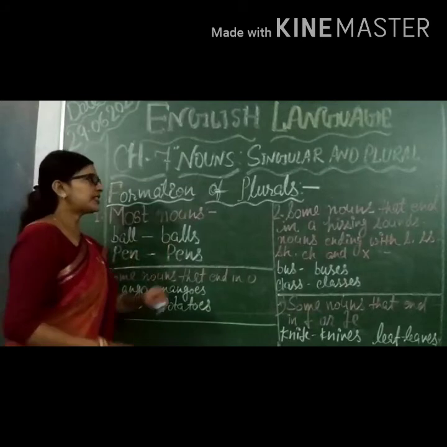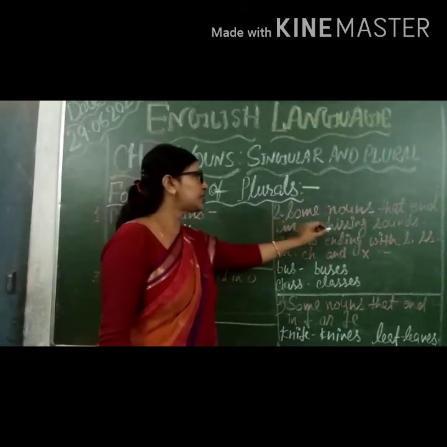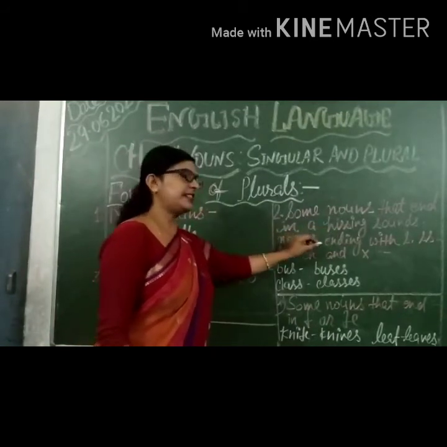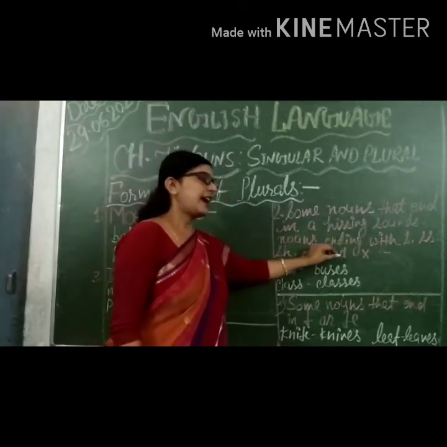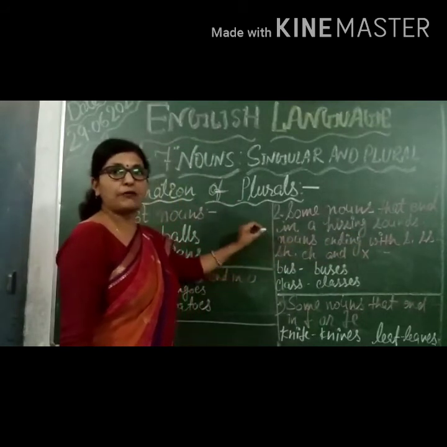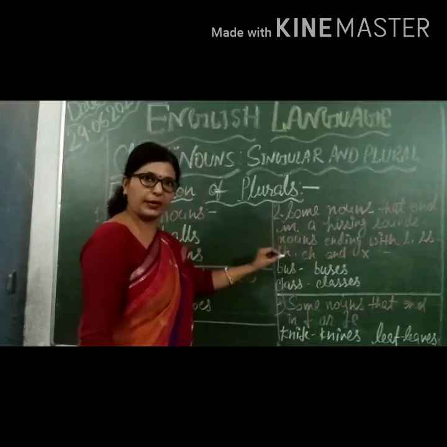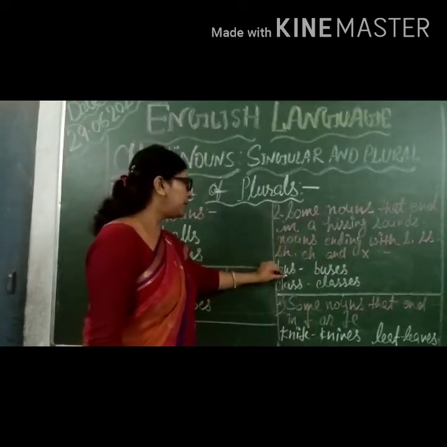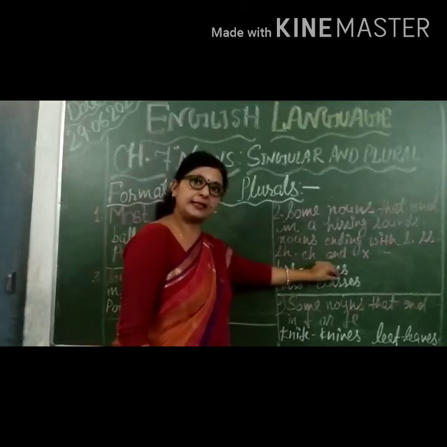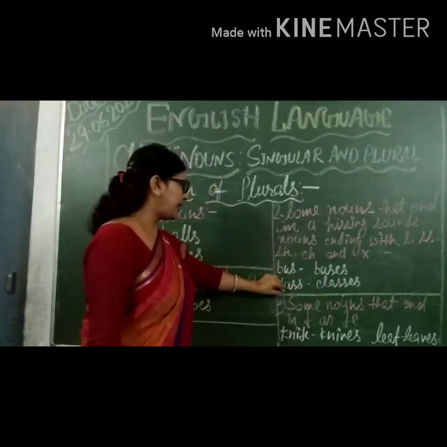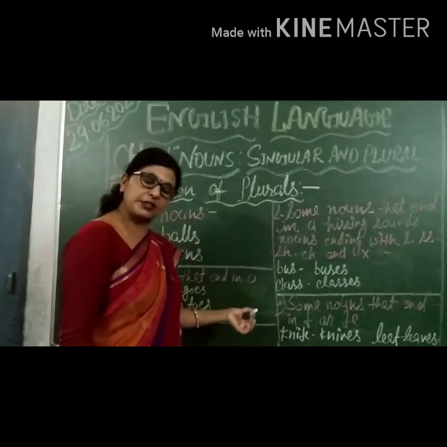Okay. Now rule 2. Some nouns end in hissing sounds. Nouns ending with s, ss, sh, ch and x. What will we do? We have to add es to make the plural nouns. For example, you can see here bus, but what will be the plural form? Buses. In the same way, class, classes, bench, benches, box, boxes.